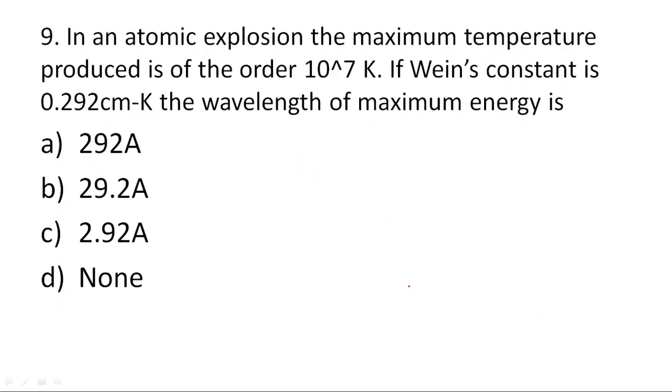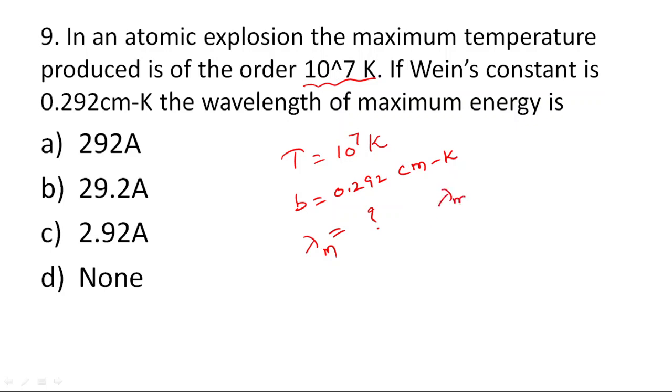Coming to the next question: in an atomic explosion, the maximum temperature produced is of the order of 10 power 7 Kelvin. So in this problem, the temperature is given, equal to 10 to the power of 7 Kelvin, and also Wien's constant b is equal to 0.292 centimeter Kelvin. What we have to find is the maximum energy wavelength, lambda m. So lambda m is equal to b by T.